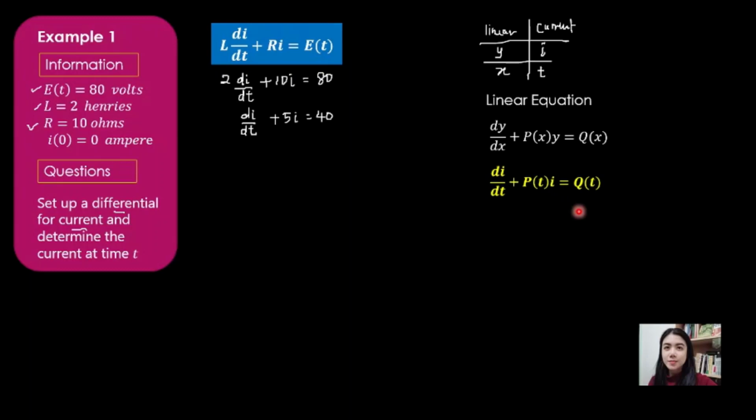Now, if we compare this current linear equation with this one, you can very easily identify the value of p and the value of q. Your value of pt is the one that is next to the variable I, that is 5. How about your qt? Your qt is actually 40. So then we're going to write it out: pt is 5 and qt is actually 40.